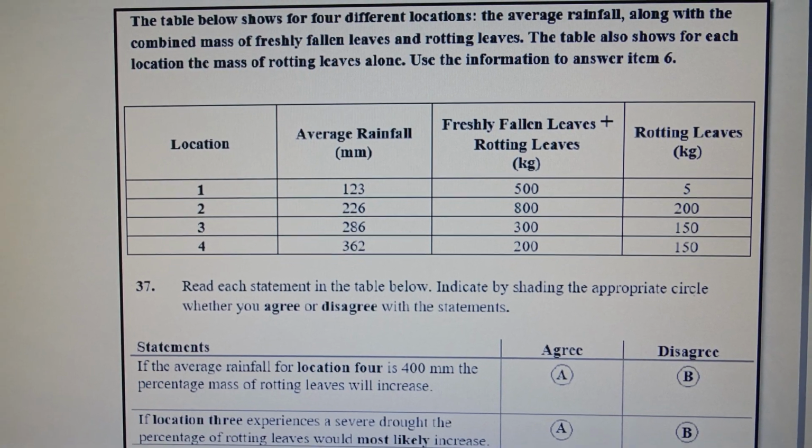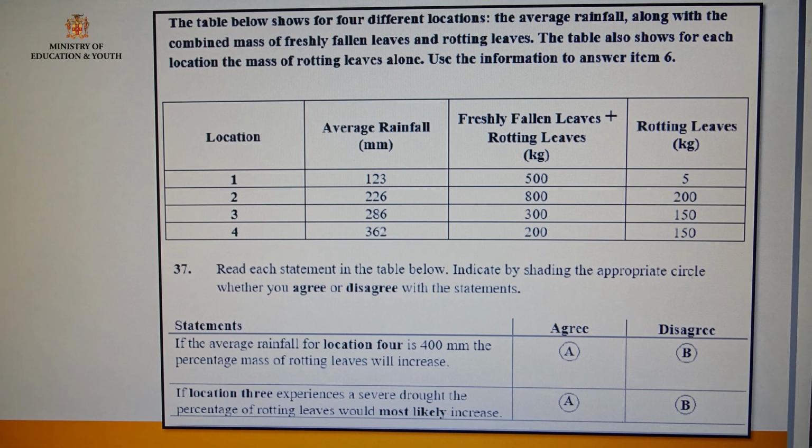Okay, so we have already analyzed our table. Now let's look at the question. We're given two statements and we're asked to indicate whether we agree or disagree with the statements based on the information in the table. The first statement says, if the average rainfall for location 4 is 400 millimeters, the percentage mass of rotten leaves will increase. Do we agree or disagree with that statement? Now let's look at the statement a little more carefully.